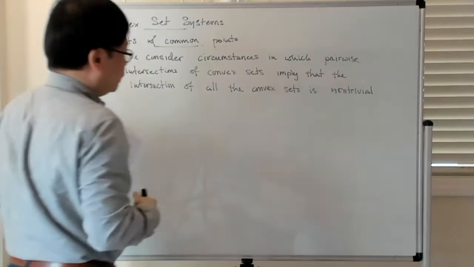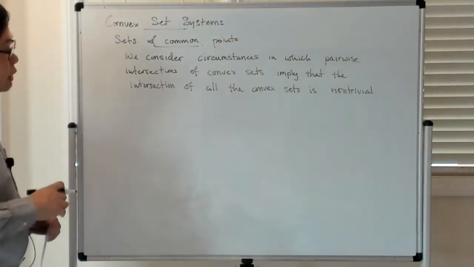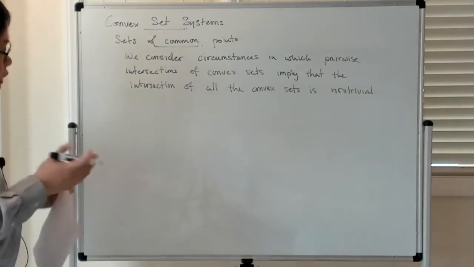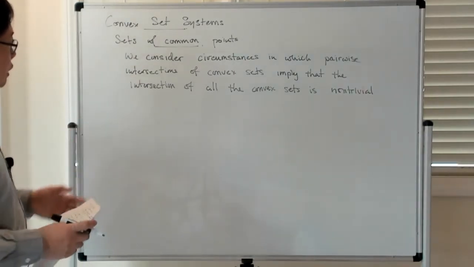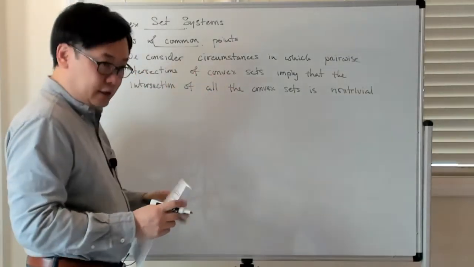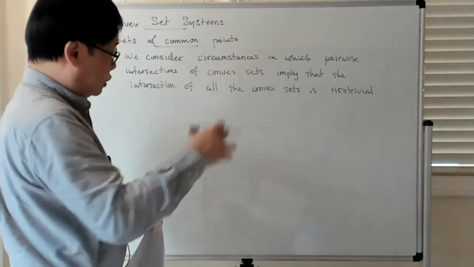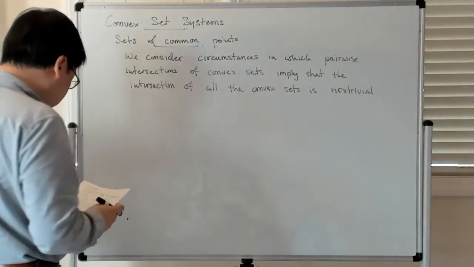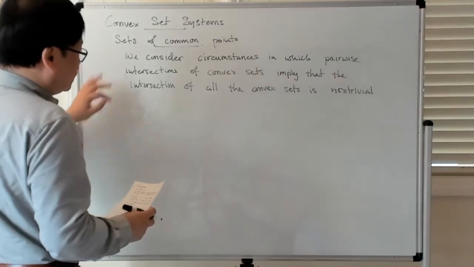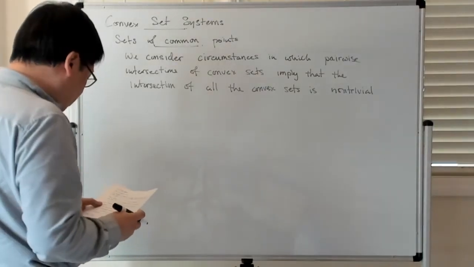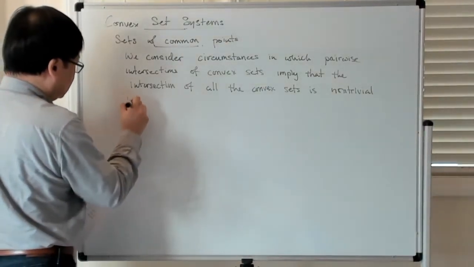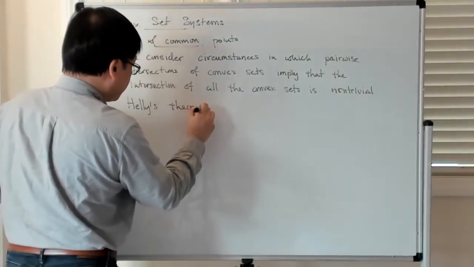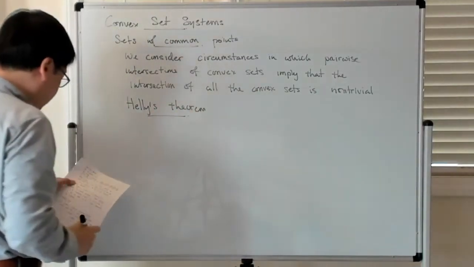Of course, the motivation for doing this is fairly clear. Pairwise intersections are easier to check, so if you can conclude something from pairwise intersections about the intersection of all the convex sets being non-empty, that would of course be helpful to know. One of the results in this vein is called Helly's theorem.